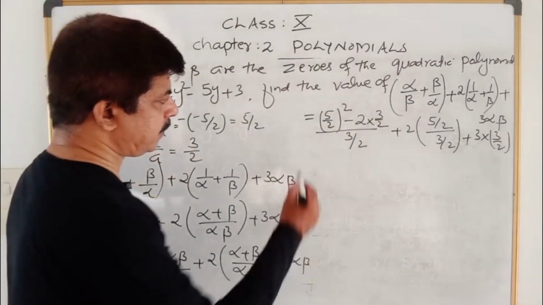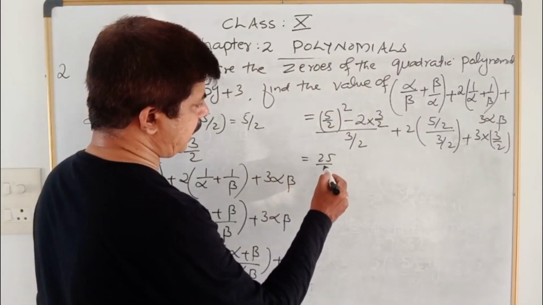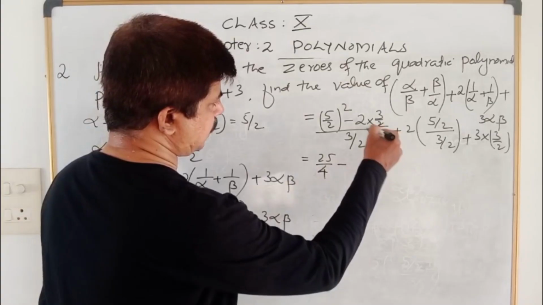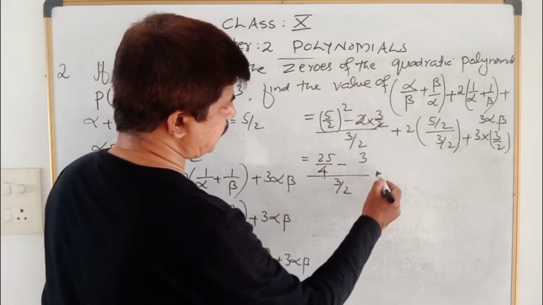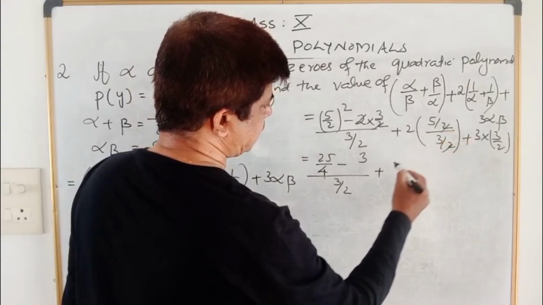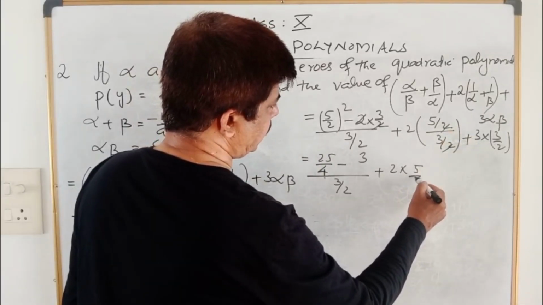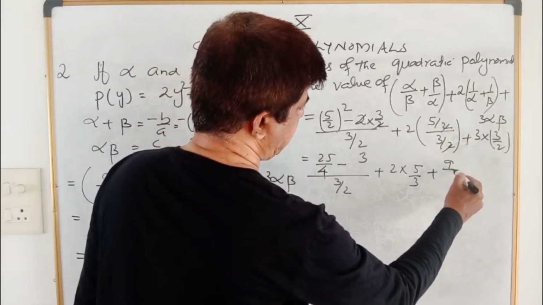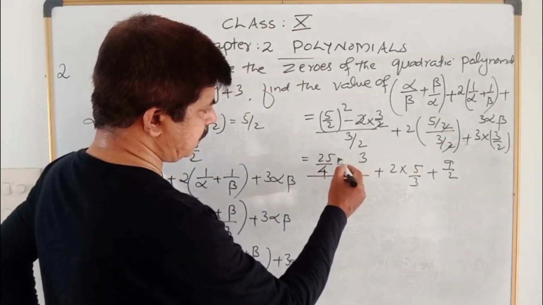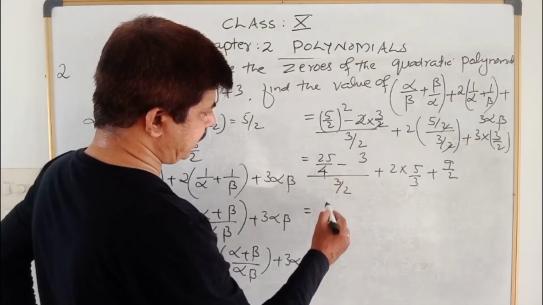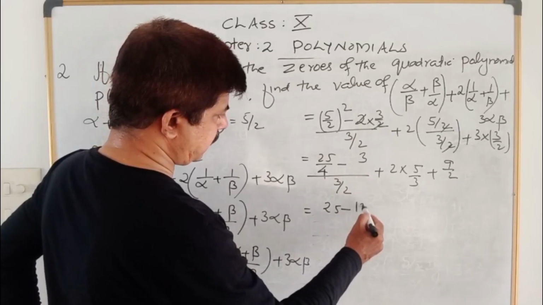Now we simplify. We are getting 25 by 4 minus 2, which can be cut, by 3 by 2, plus, here 2 can be cut, so 2 into 5 by 3, plus 9 by 2. So how to subtract this? We need to make the common denominator, like the cross multiply method.